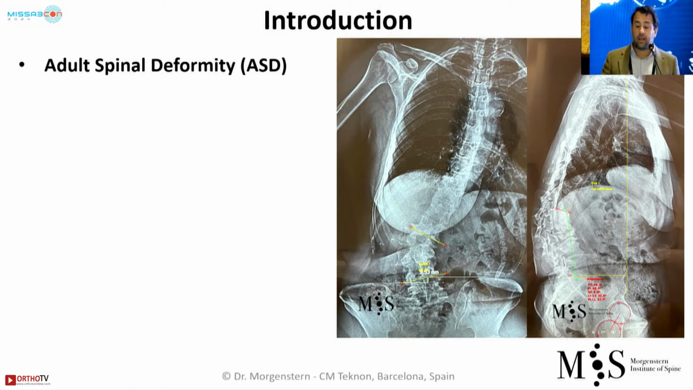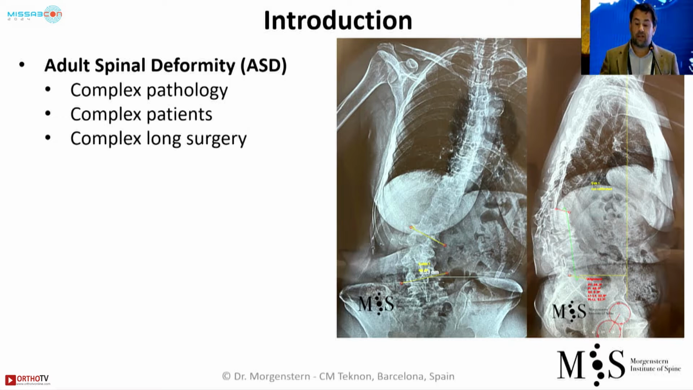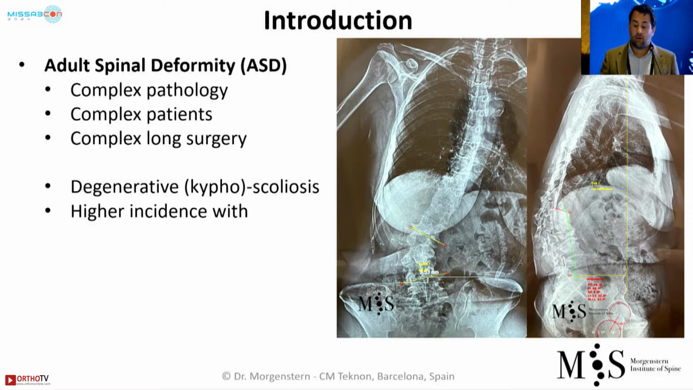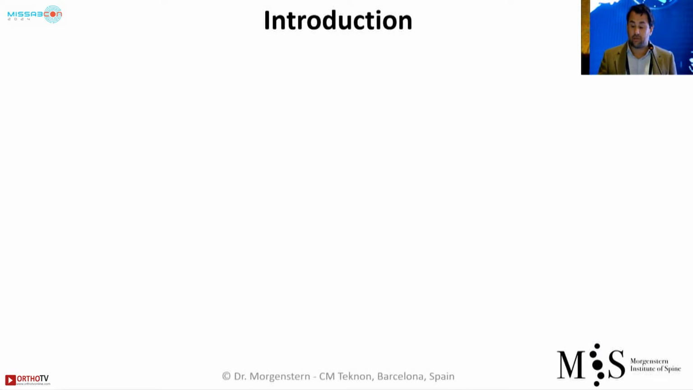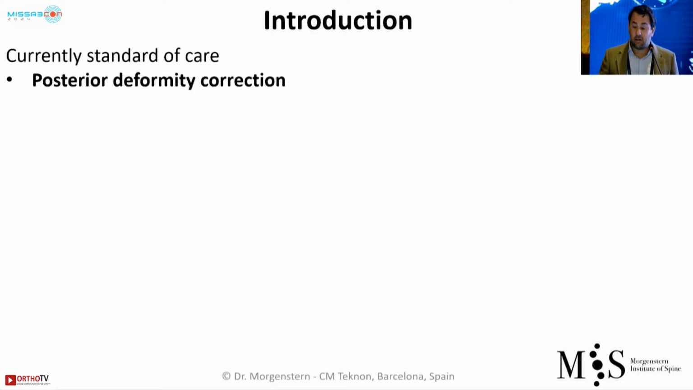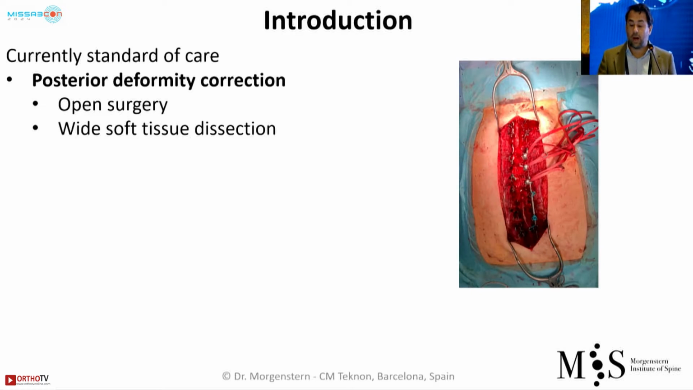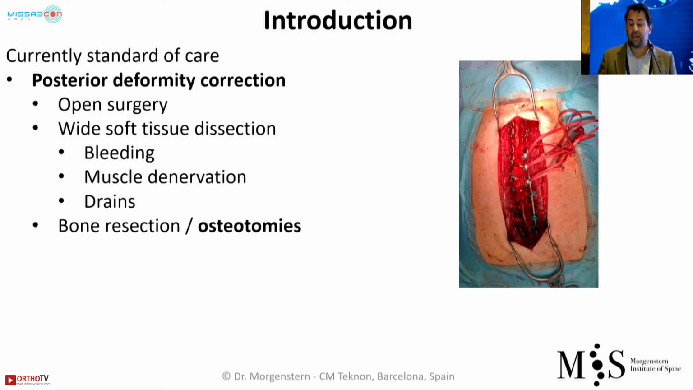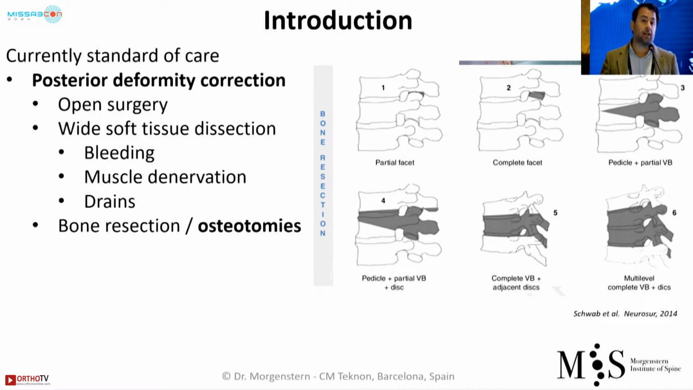Well, you know that adult spinal deformity is a complex pathology. It has complex patients, complex long surgery. So overall, it is a challenge for us surgeons. The standard of care nowadays is still posterior deformity correction, which is open surgery with wide soft tissue dissection. You get bleeding, muscle denervation, drains, and you will need osteotomies to get the right alignment, sagittal and coronal, right?